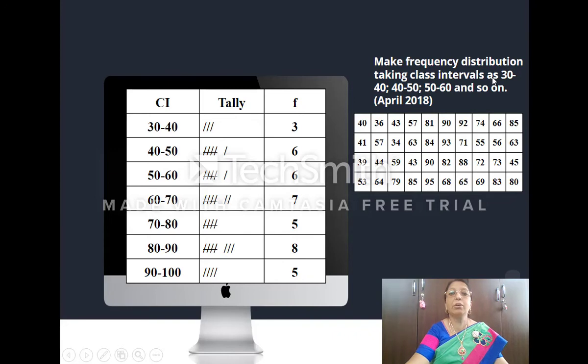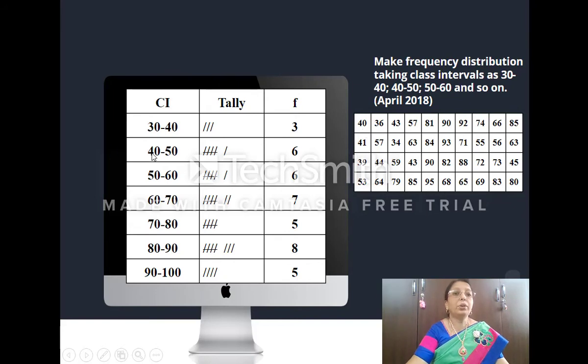So we've started it, and we have values as 95. So we go on to 90 to 100. Now to make a frequency table, we have to put the tally marks. So tally marks are nothing but the small slashes. So we go one by one.